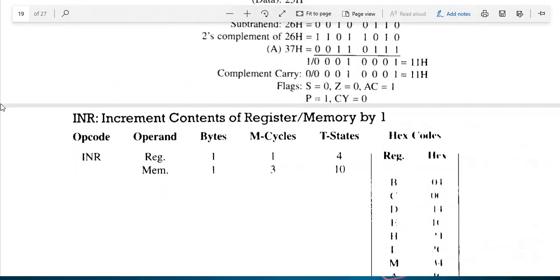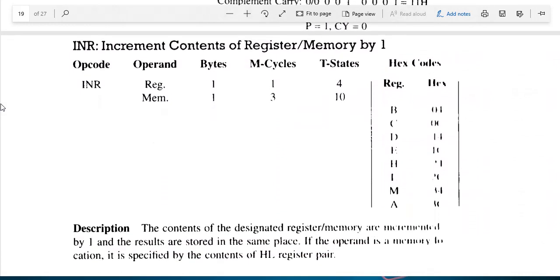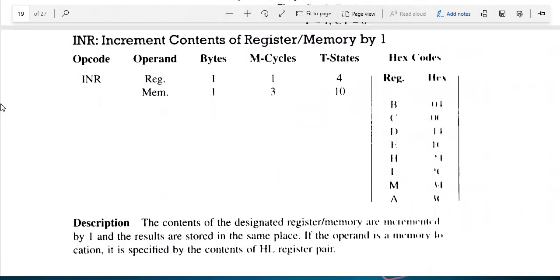Now increment. Okay. What will increment do? It will increment the data by 1. And for increment we have either the register or the content of a register or a memory location. For example, if I write INR B, what will it do? It will increment B by 1, and the result will go to the accumulator. So in this case, it is a 1 byte instruction, 1 machine cycle, and 4 T states.